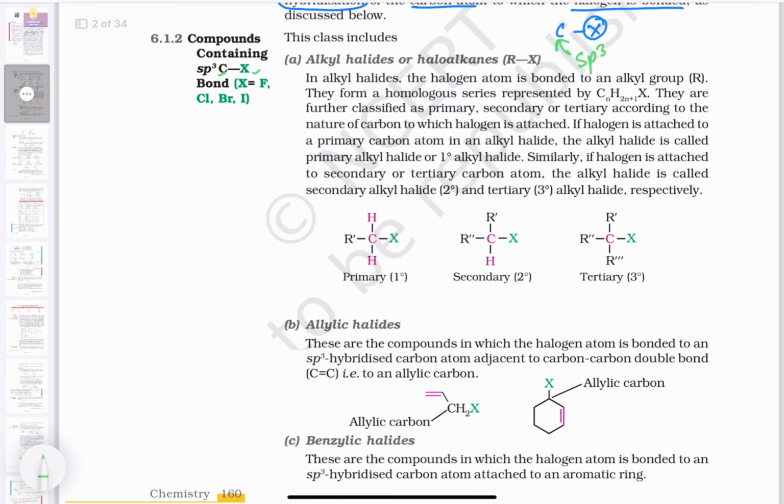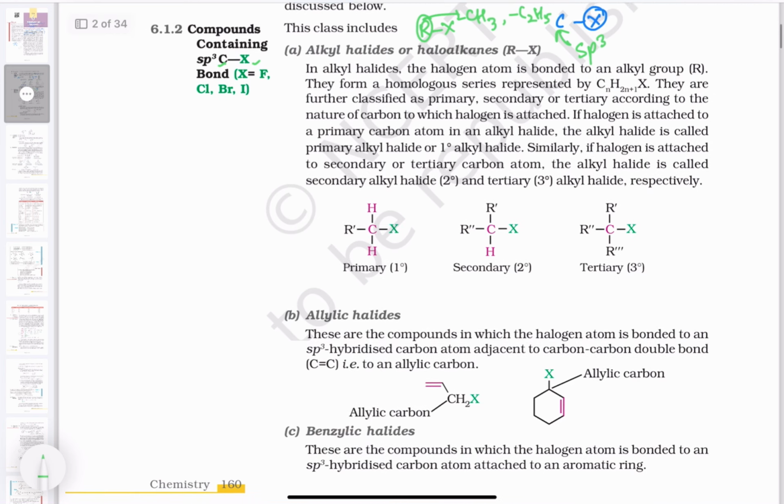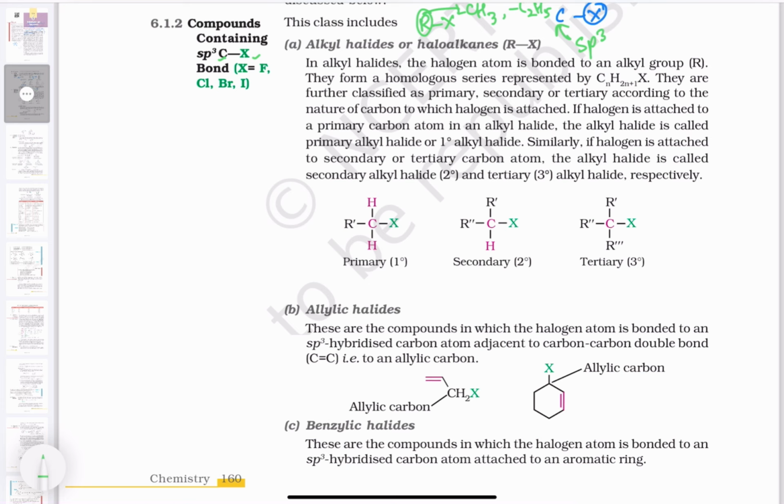can be classified as alkyl halides or haloalkanes. Alkyl halides means any haloalkanes, like RX. This R can be any alkyl chain. This can be CH3, C2H5, and this way it will go on. Just give a read to this. In alkyl halides, the halogen atom is bonded to an alkyl group. They form a homogeneous series represented by CnH2n+1X. This is the general formula.